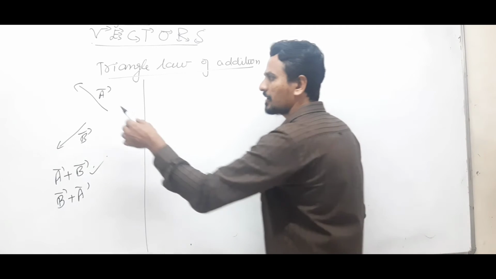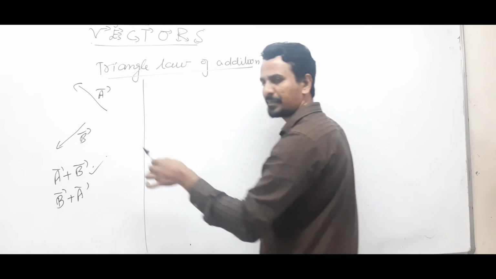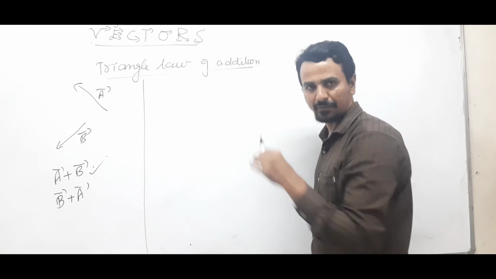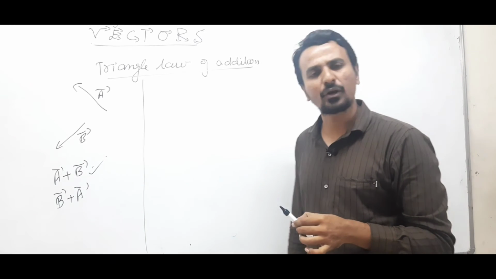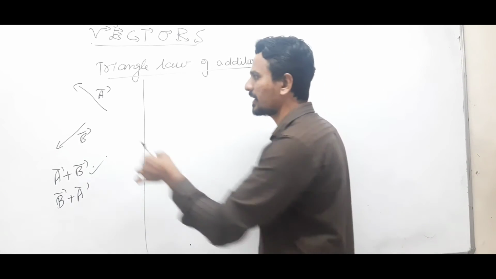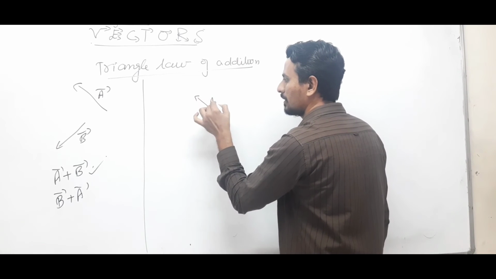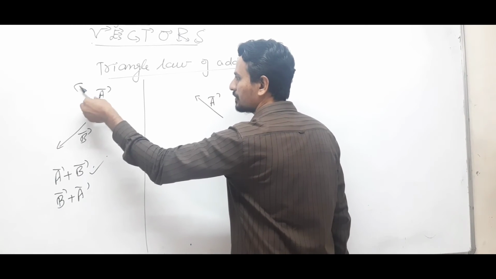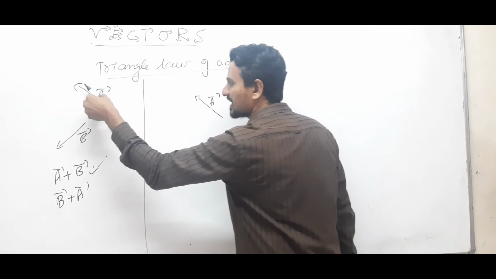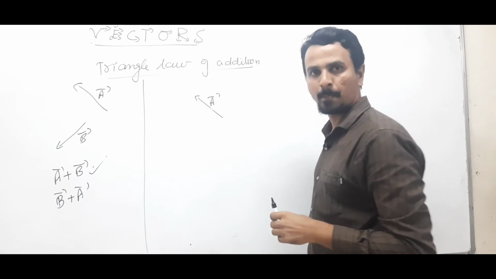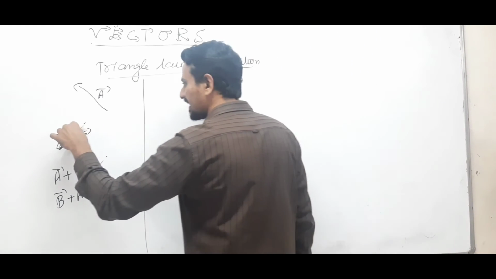So first I will draw the vector A in the same direction as originally given. I will not change the value, I will not change the direction. So this will be vector A. See, I haven't changed the magnitude nor have I changed the direction. I have just placed the vector A here. Now your vector B is along this direction.